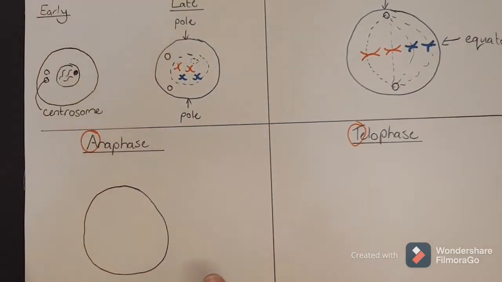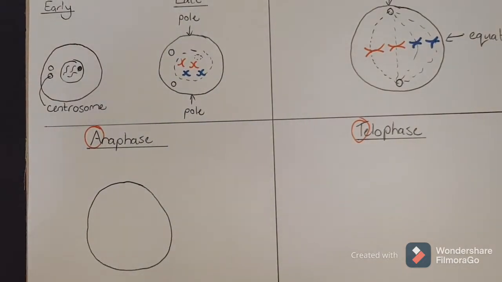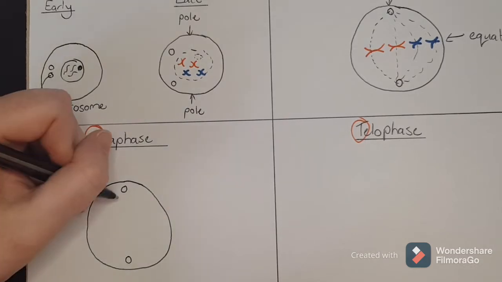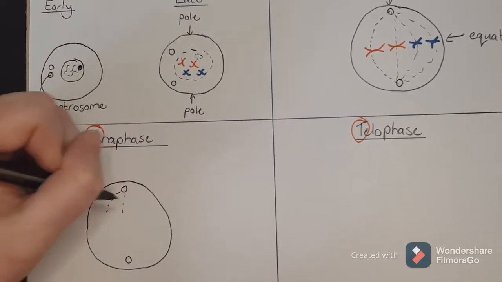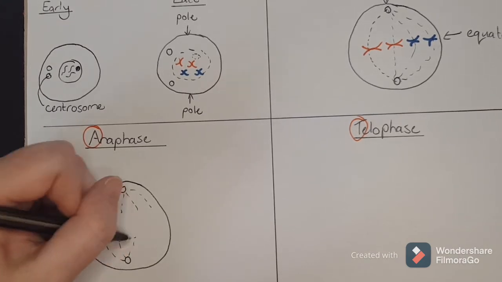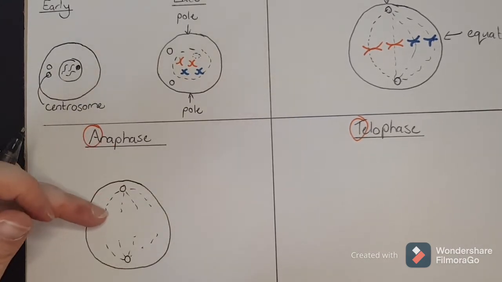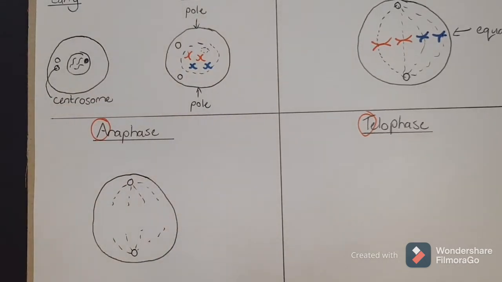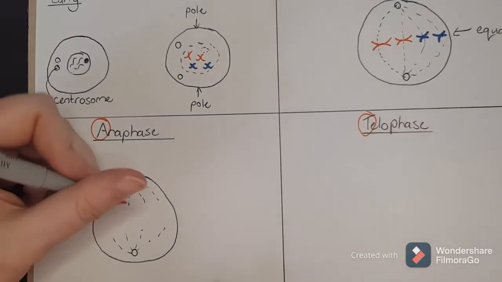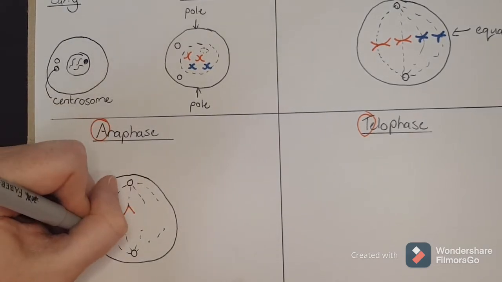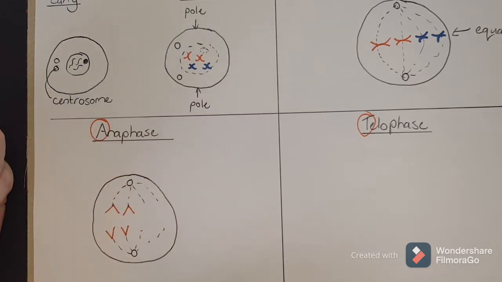So in anaphase, you now have your centrosomes at each end with the spindle fibers coming out. But what happens is those spindle fibers each contract back towards each end of their centrosome. And when they contract, they take each chromatid from each side with them.